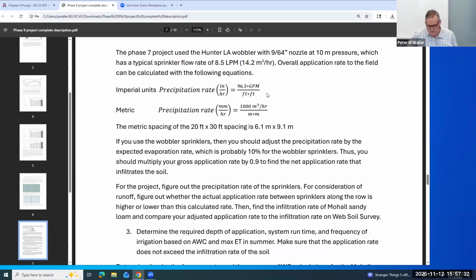Anyway, let's assume that the Hunter LA wobbler is okay. And actually, you guys, for your project, you don't have to use a Hunter LA wobbler. You could use some other sprinkler. You might prefer a sprinkler that reaches across the whole distance between trees, like 35 feet of radius. This only has a 20-foot radius.